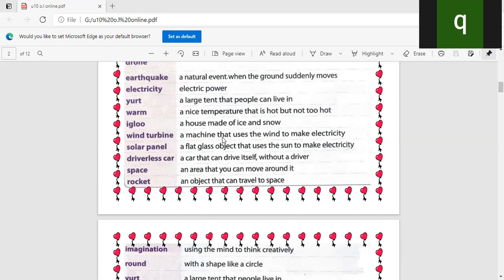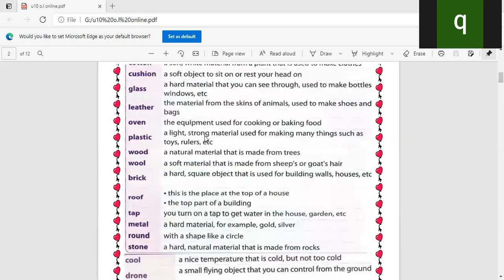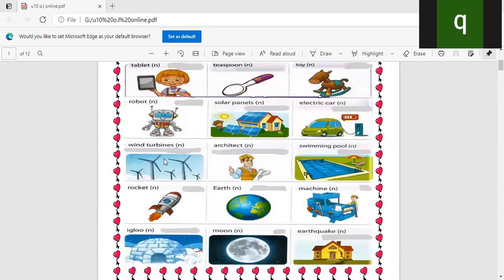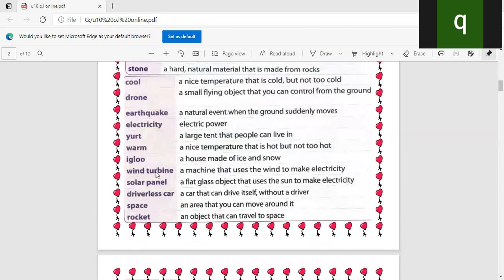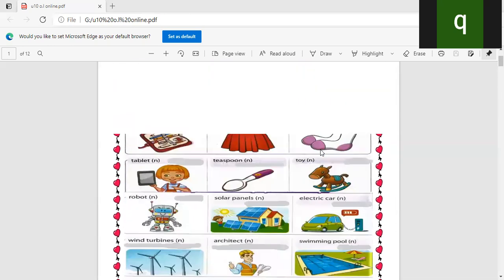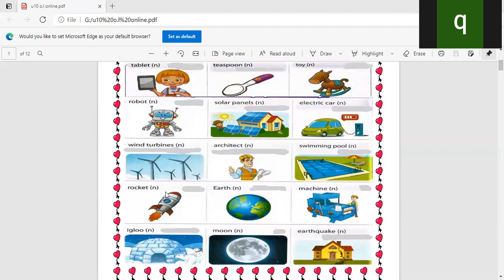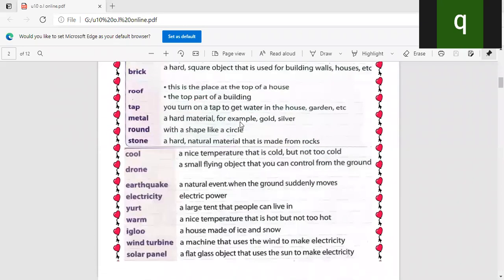Wind turbine, a machine that uses the wind to make electricity. This is the wind turbine. This machine is made to get electricity from wind. Solar panel, a flat glass object that uses the sun to make electricity. These are solar panels. We have solar panels here. These are the solar panels to get electricity from the sun.